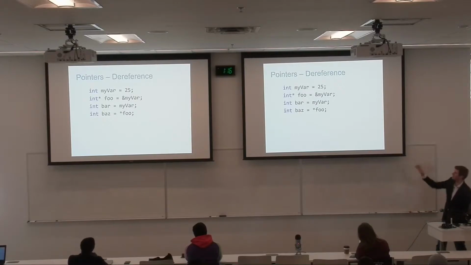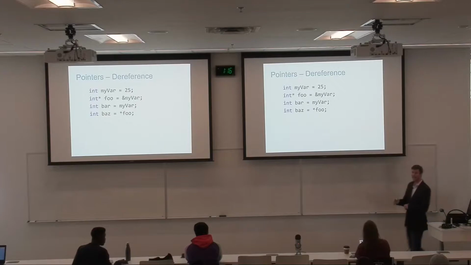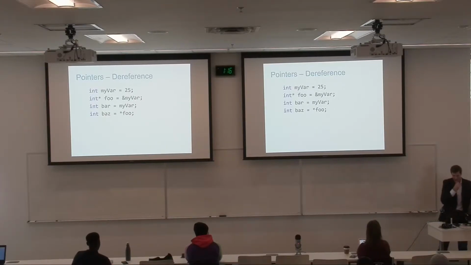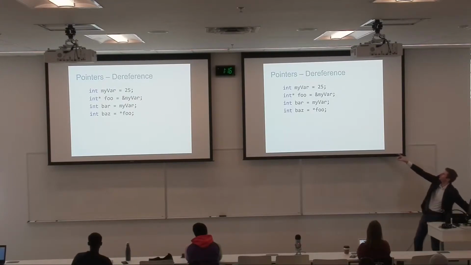But on the left-hand side, like int star there, I've got int star. That means create this thing of this type. That's when it's being created. And then I've got int star foo equals ampersand my var. And then, of course, I have int baz. So baz is going to be a variable. It's going to be an integer. But foo is an address. It's a memory address. It's a pointer to an integer.